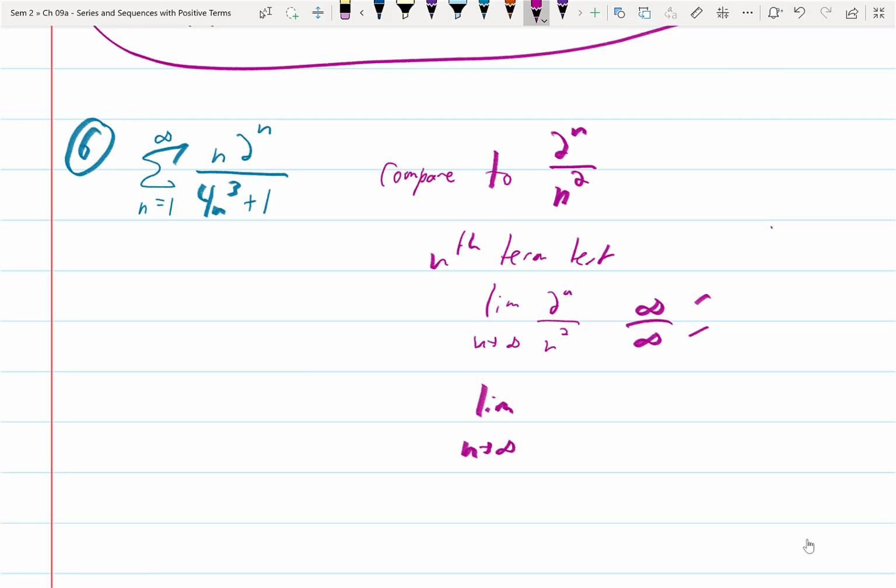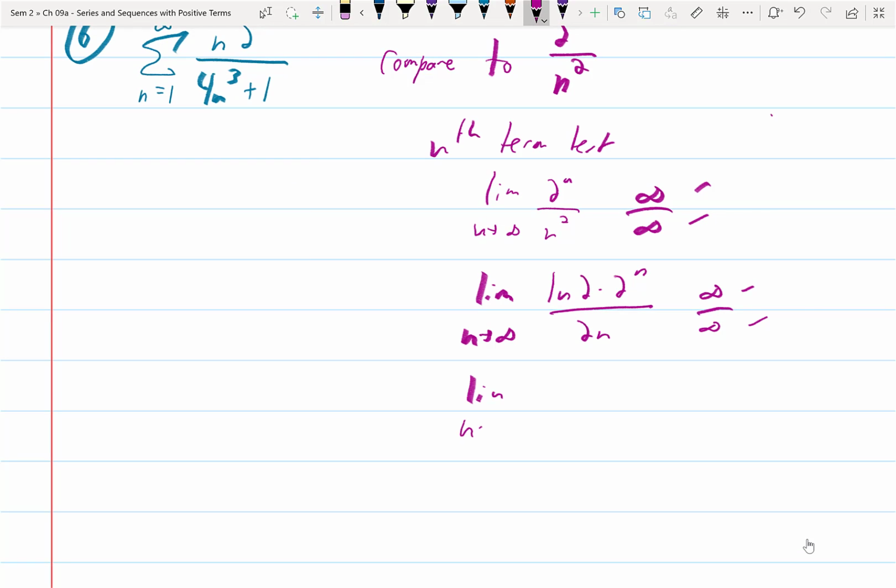So the first step is to establish that we use the comparison. The second is to say I intuitively know that this diverges because of the nth term test right here. Now I take a derivative: ln of 2 times 2 to the n over 2n, infinity over infinity. Then finally the limit as n approaches infinity of ln of 2 squared times 2 to the n over 2 is equal to infinity. That is conclusively infinity. I wouldn't say this is completely necessary, but it is important to know why and where you could prove that you know that it is.